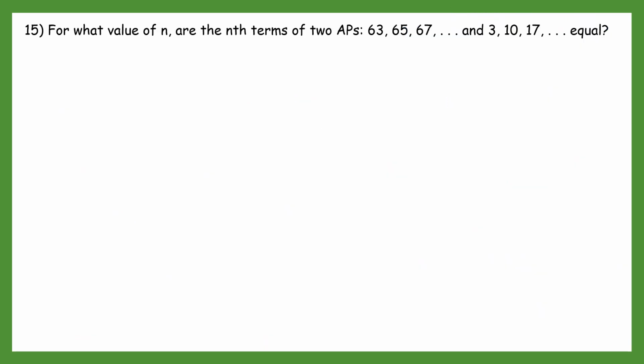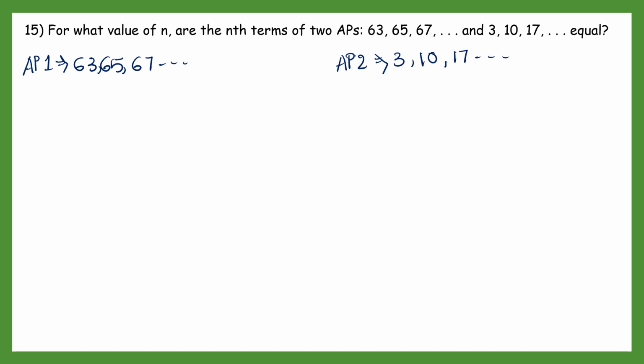Next question. For what value of n are the nth terms of two APs 63, 65, 67 and so on and 3, 10, 17 and so on equal? They are asking for what value of n the nth terms of two APs are equal. The first AP given is 63, 65, 67 and so on. And the second arithmetic progression they have given is 3, 10, 17 and so on. In these two cases, let's find the nth terms first.